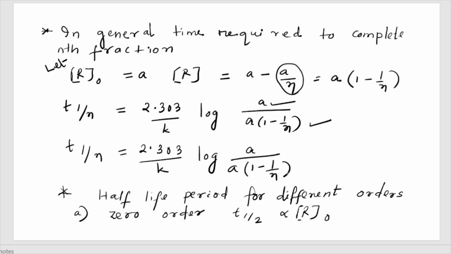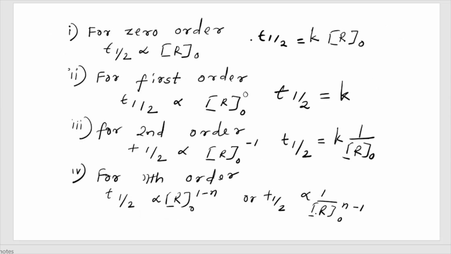So here, conclusion: you can say half-life period for different orders. That means for 0 order, how does t half vary? t half varies with initial concentration in moles per liter. For 0 order, t half is proportional to R0. k is a constant, that is the rate constant. For 0 order it should be the 0 order rate constant, for first order the first order rate constant. The rate constant depends on the order of the reaction.